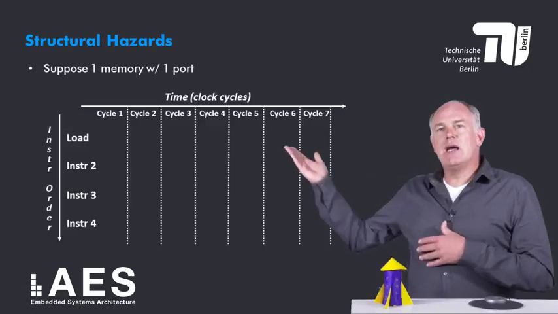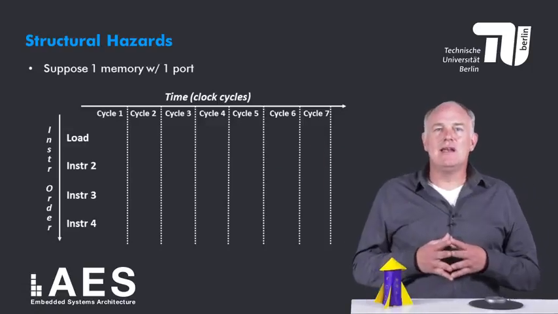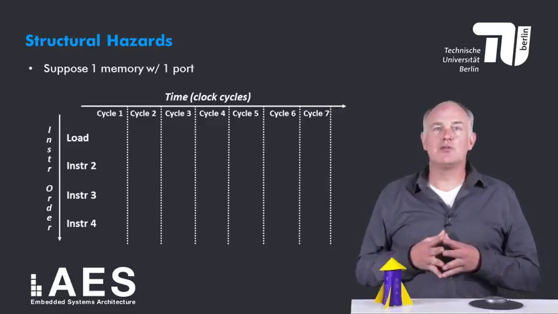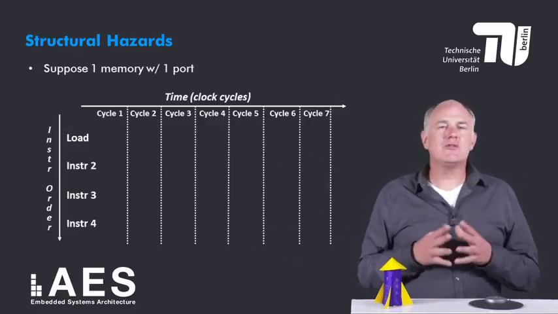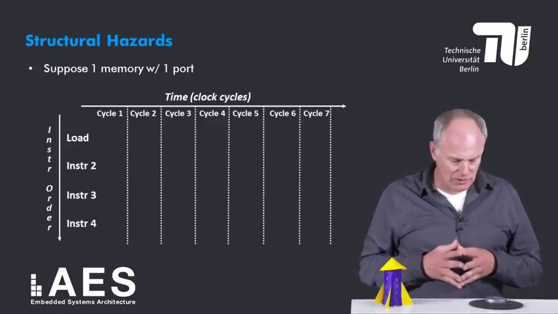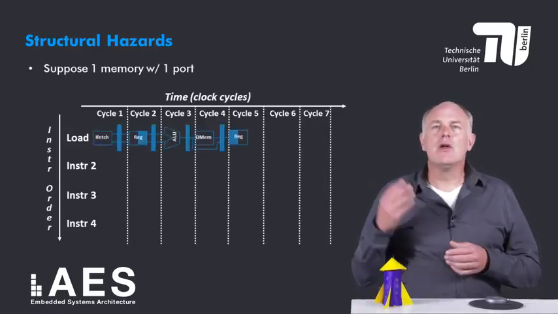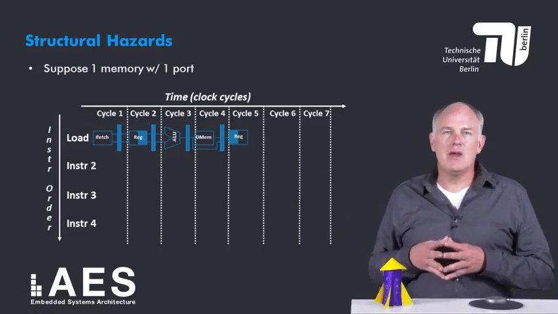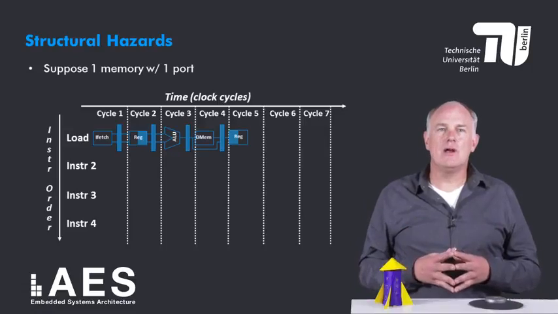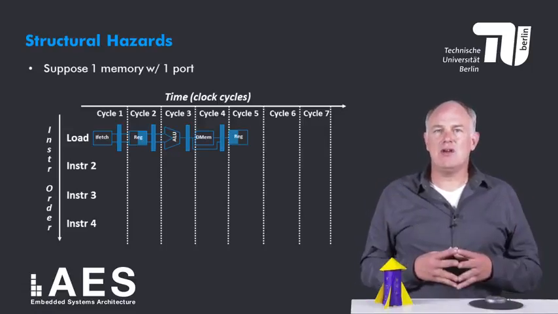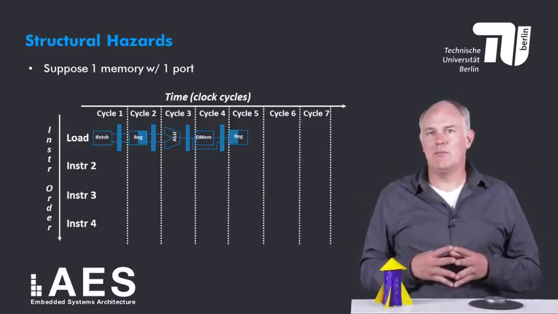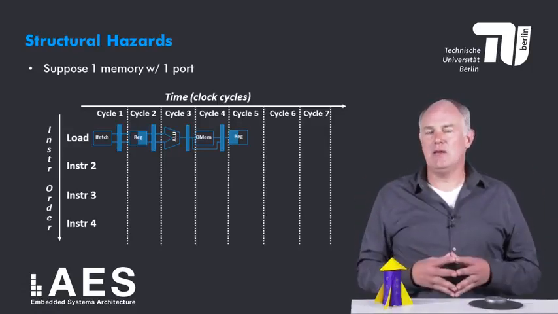As usual, time is displayed horizontally and divided into clock cycles, and the instructions are shown vertically from top to bottom. The first instruction is a load, and instructions 2, 3, and 4 are arbitrary instructions. The load will execute like this. In the first cycle it is fetched, in the second it is decoded, in the third its effective address is calculated by the ALU, in the fourth cycle the data is loaded from memory, and in the fifth it is written back to memory.